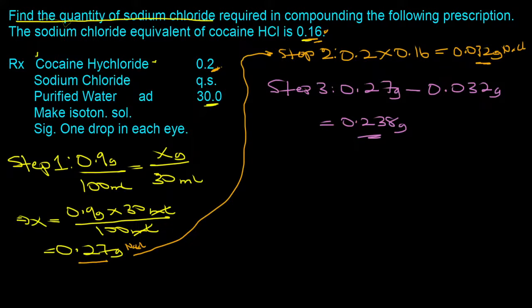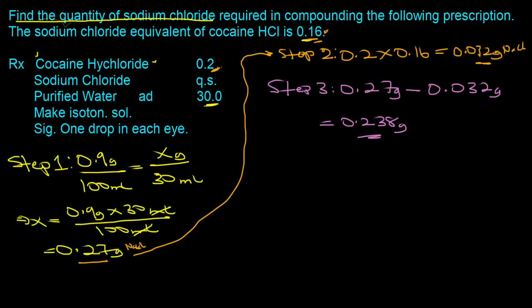So what it means is that for you to adjust the tonicity of this preparation so that it becomes isotonic, you need to add 0.238 grams. Now, if all of this is not very clear for you, or you need a more thorough explanation of isotonicity calculations, then I have a link in the playlist. You want to check that out so you can review the core concept or refresh your mind as to what is going on here.